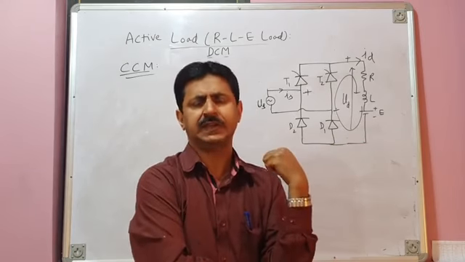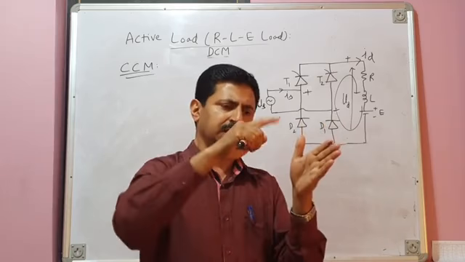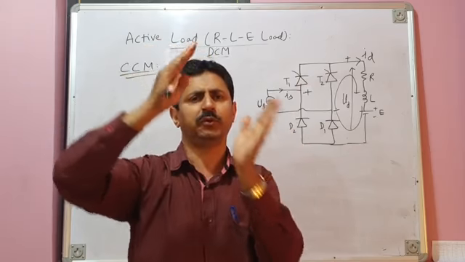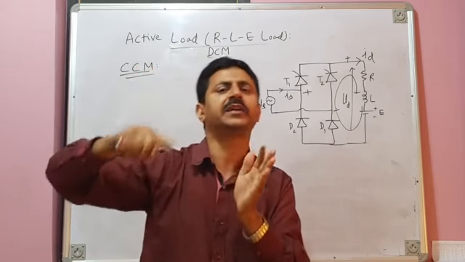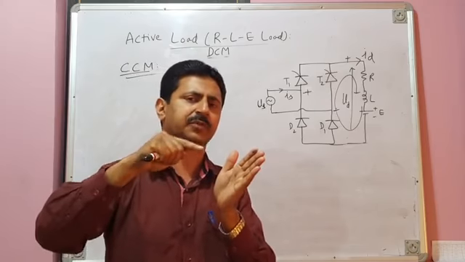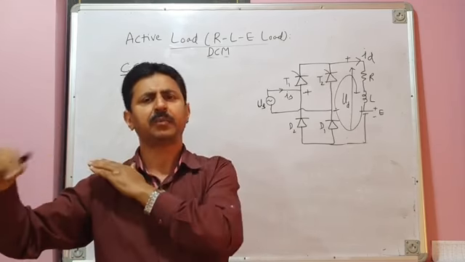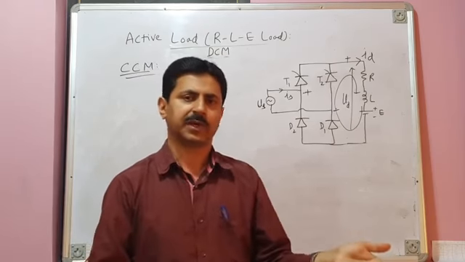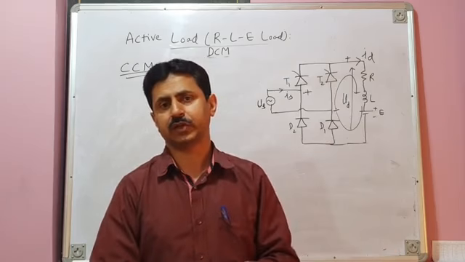You have just now seen in discontinuous conduction mode of operation, load current starts rising from alpha, reaches a maximum value between pi by 2 and pi, and then at beta it becomes 0. So load current is there from alpha to beta, and then pi plus alpha to pi plus beta, and so on. That was discontinuous conduction mode of operation.